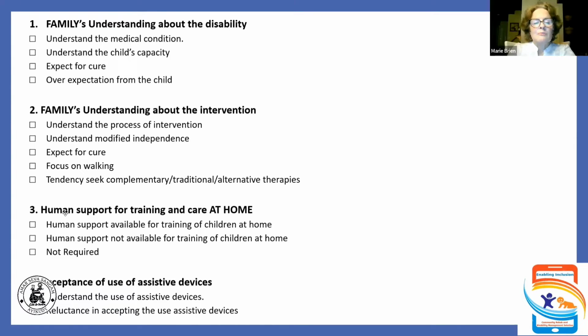We see how they have human support for training or care within the home, if they have support available to train or to do the home programs of the child. Or whether there is no support within the home to work on home programs, or if it's not required. We look at the parents' acceptance of the use of assistive devices, their understanding of the use of assistive devices, or their reluctance in accepting the use. So these are all options that we look at when we speak with the family, how things are at home.